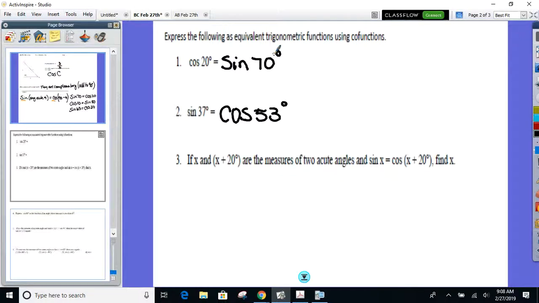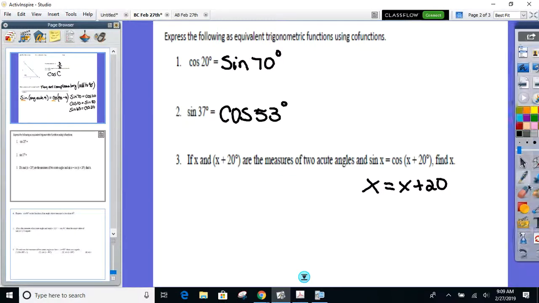Now here's where it gets a little tricky. Number 3. You have x and x plus 20 as the measures of two acute angles, and the sine of x is the same value as the cosine of x plus 20. Find x. And I know some of you see the equal sign and you're just going to do this. No. You're not picking up what I showed you at the beginning.